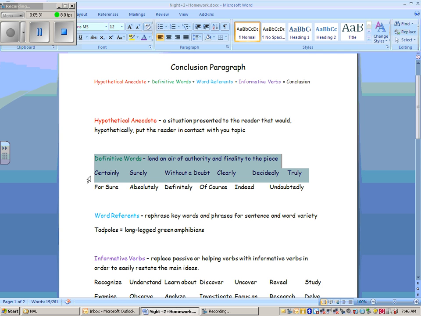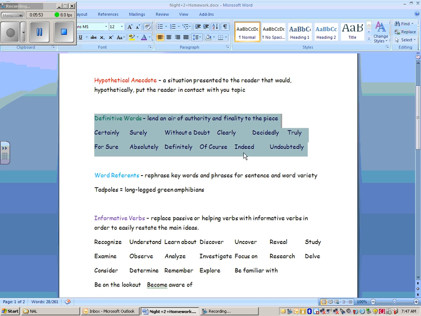The next thing is definitive words. Definitive words lend an air of authority or finality to the piece. They are basically telling someone what to do or making someone feel like you know what you're talking about. So these words I have listed here are words you should try and use, or you need to use at least one of these in your conclusion.